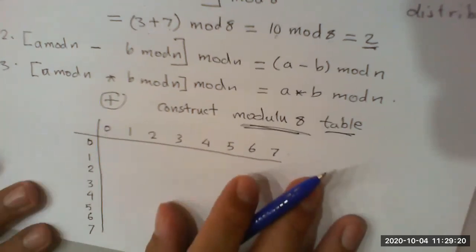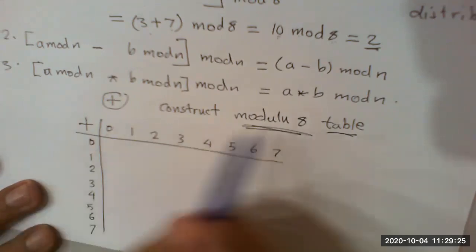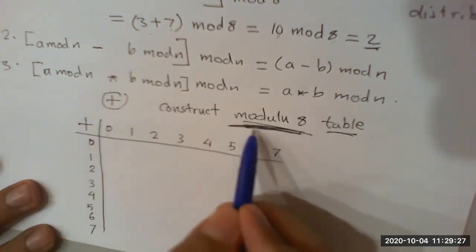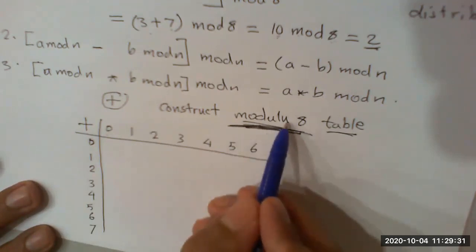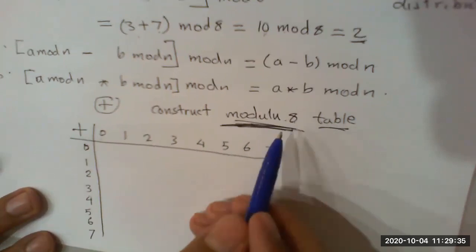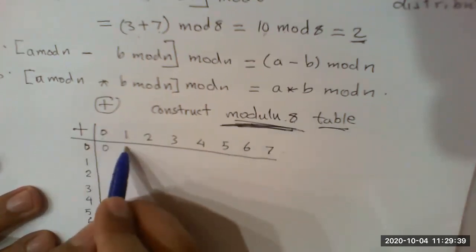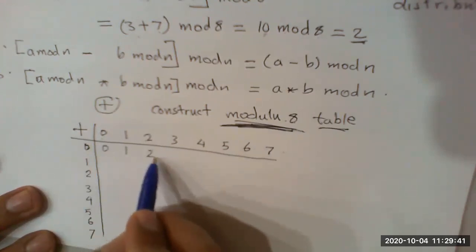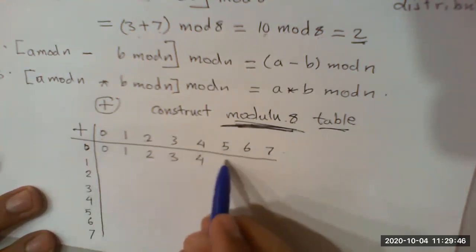And here I can say plus modulo 7, modulo 8. Take care, I have to make sure it is the remainder after the division by 8. Don't forget about this. 0 plus 0 equals 0. 0 plus 1 equals 1. 0 plus 2 equals 2. 3, 4. I just sum 0 to these numbers, so it's going to have the same numbers here: 5, 6, 7.